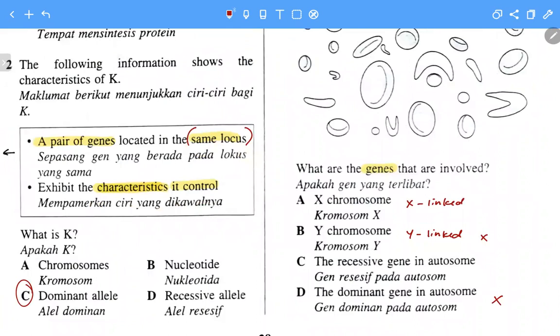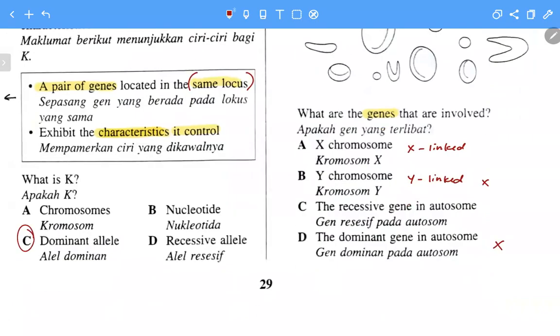Let me see. Yeah, just want to make sure in case I get it wrong. Okay, so it is actually an autosomal recessive gene. So the answer is C. It is not X-linked, it is not Y-linked, but it is a recessive gene on the autosome.